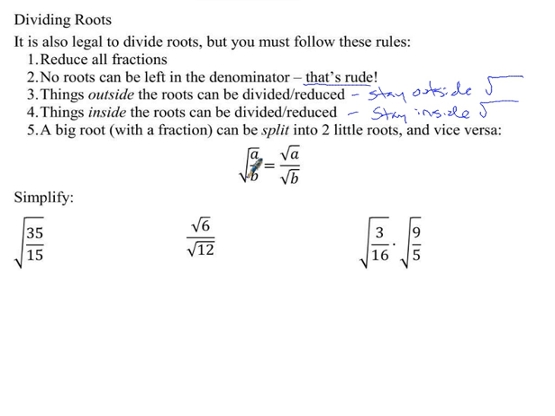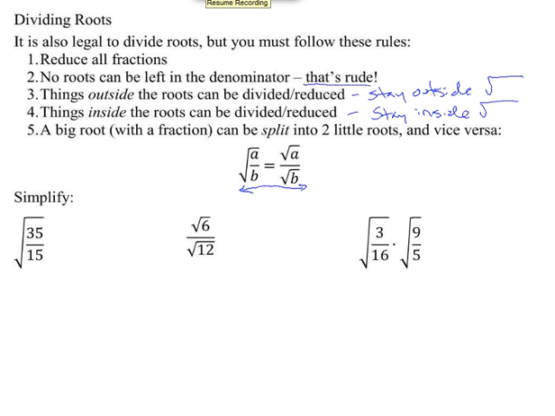So if I have a big square root of a fraction, something divided by something underneath the square root, I can split that into 2 little square roots being divided. So the square root of this big fraction turns into the square root of the numerator divided by the square root of the denominator. I can go this way, and I can also go the other way. If I have 2 square roots that are being divided, I can turn that into one big square root of a fraction. So that property is pretty important. We use it all the time.